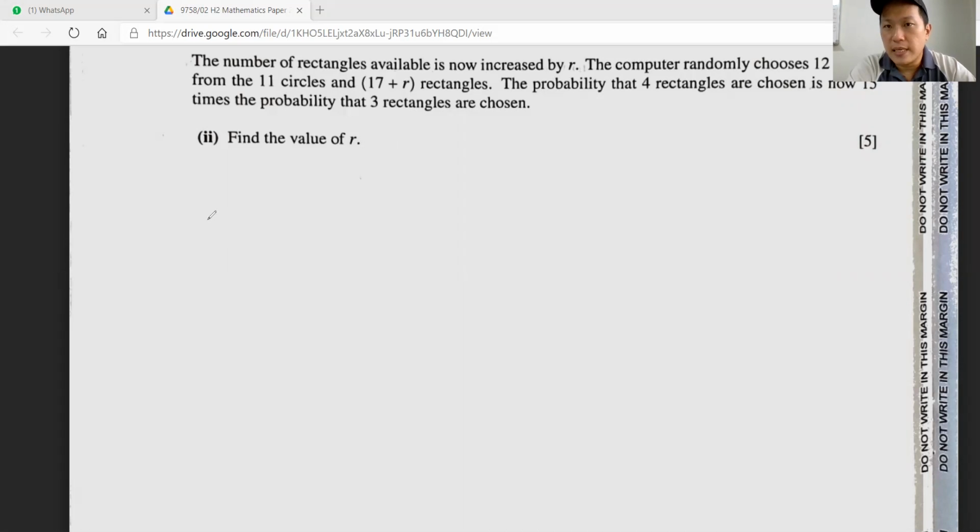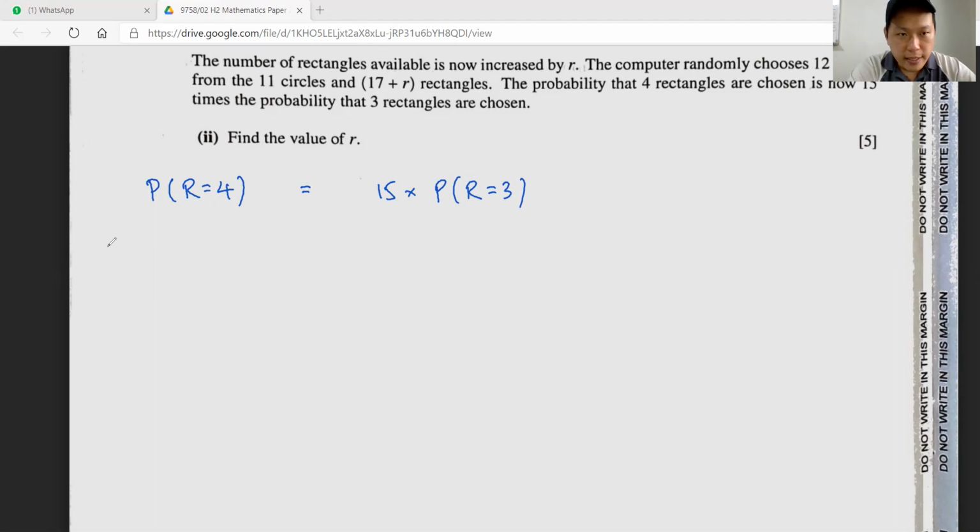Let's read the question. It says the probability of 4 rectangles is actually 15 times the probability of 3 rectangles. Okay, so we're going to use the same method: find both of them and then solve for r.